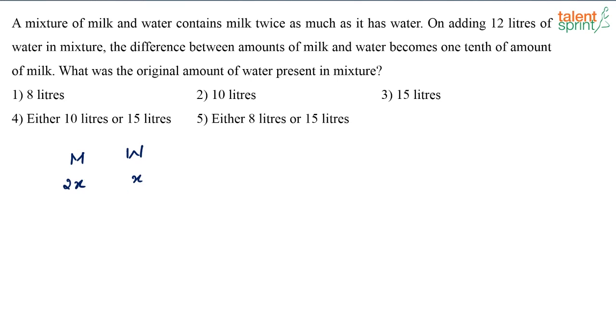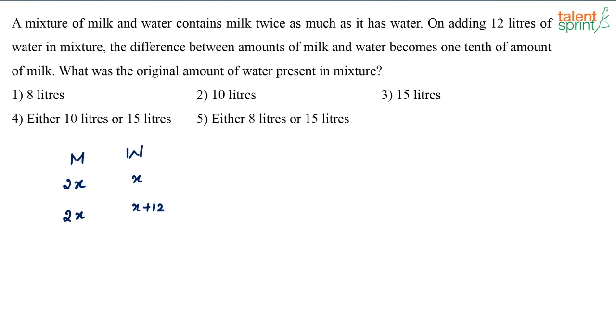Now what is the person doing? You are adding 12 liters of water in the mixture, which means now you have x plus 12 liters of water, and milk is the same. You have the same 2x liters of milk. Now what are they saying? The difference between the amounts of milk and the water becomes 1/10 the amount of milk.